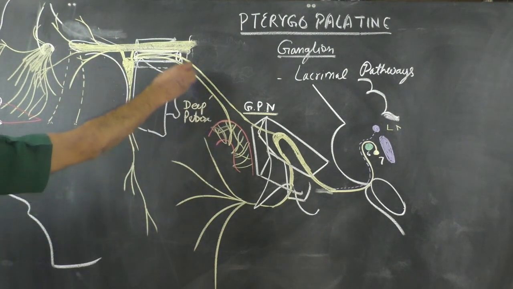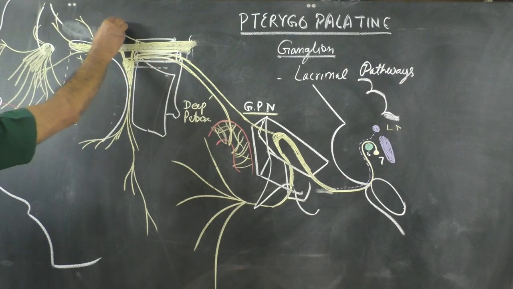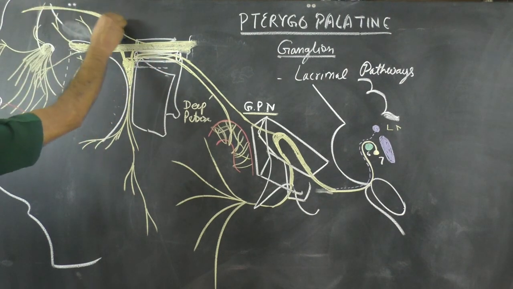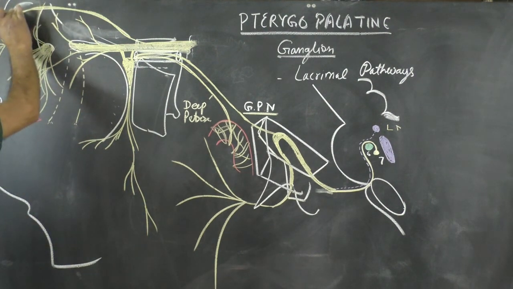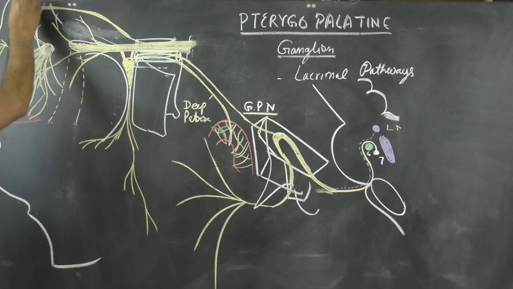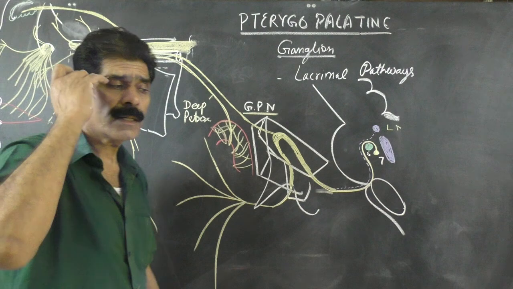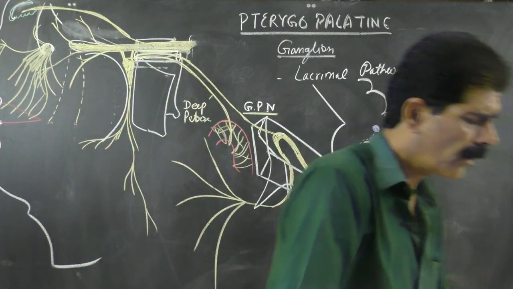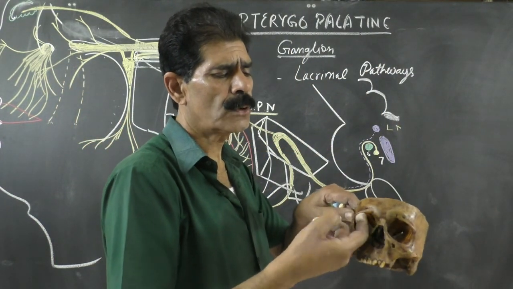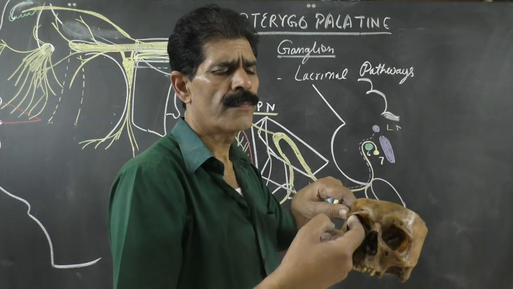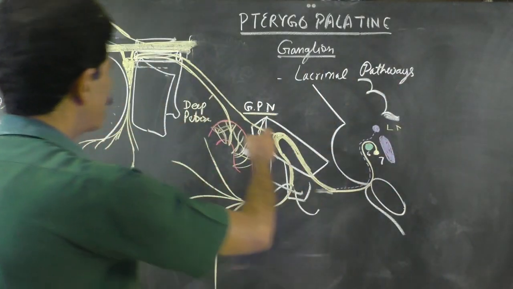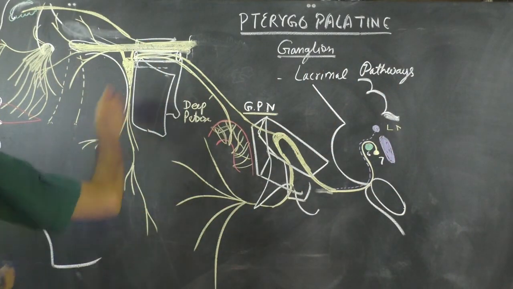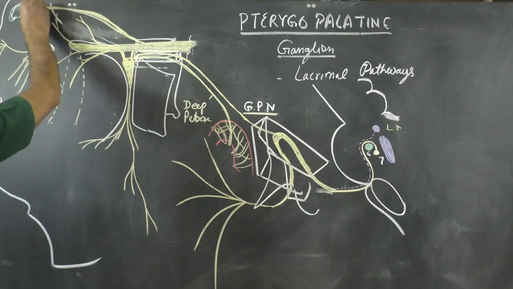And one of the branches of the maxillary nerve also goes in the orbit to reach the lacrimal gland, which is situated in the superolateral aspect of the orbit, where lies a smooth groove. This is called the lacrimal groove for the lacrimal gland. So this lacrimal branch of the maxillary nerve is reaching the lacrimal gland.